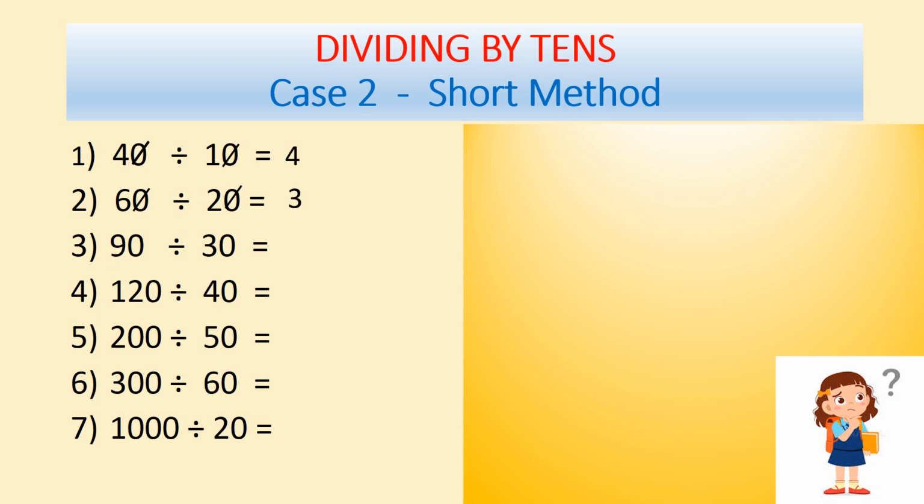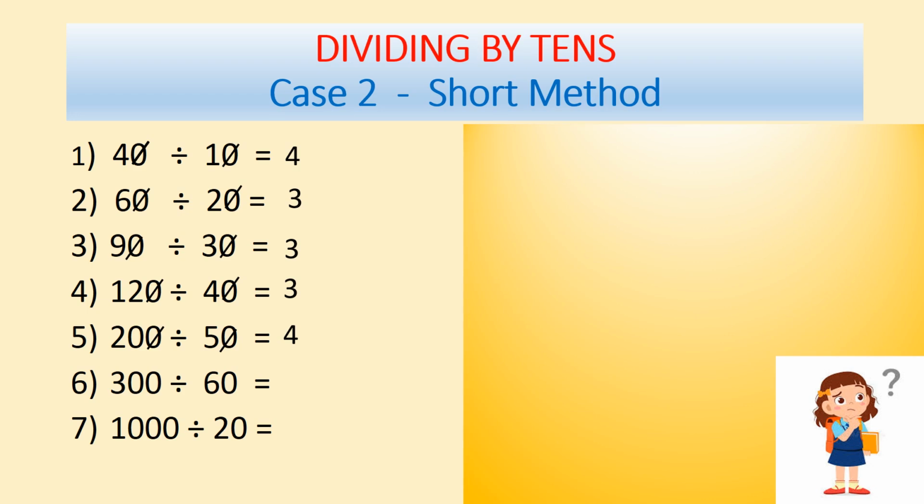Next is 90 divided by 30. We have zeros in the end. So cut. So what is 9 divided by 3? Yes, 3 is the answer. Next we have 120 divided by 40. We have zeros in the end. So cut zeros. What is 12 divided by 4? 3. Very good. Next we have zeros in the end. 200, 1 0 is gone and 50, 1 0 is gone. So 20 divided by 5, that is 4. So 200 divided by 50 is 4.